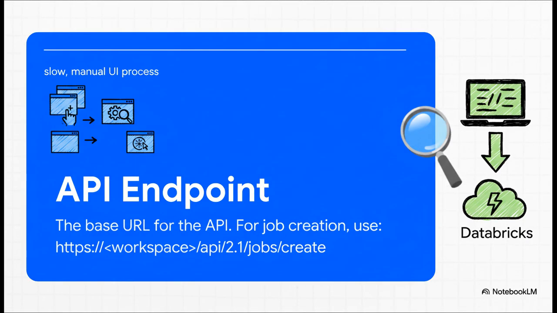And the API endpoint? It's just a URL. Seriously, that's it. Think of it like a specific mailbox for a specific task. If you want to create a job, you send your instructions to the /api/2.1/jobs/create mailbox at your workspace's address. Simple as that. Every action has its own unique endpoint just like this one.